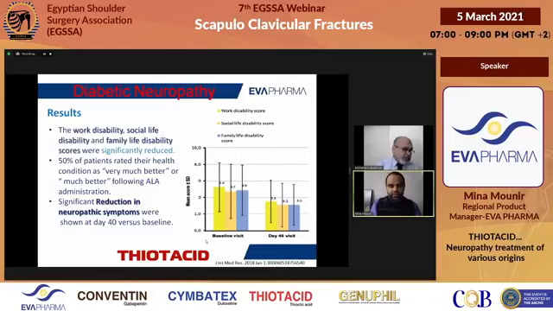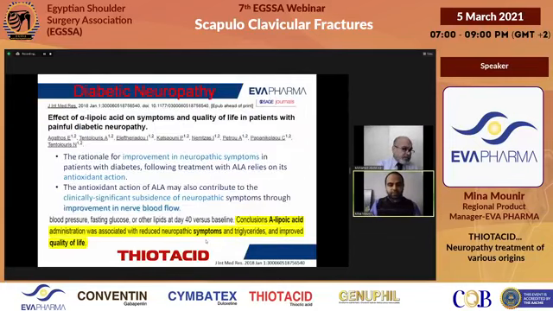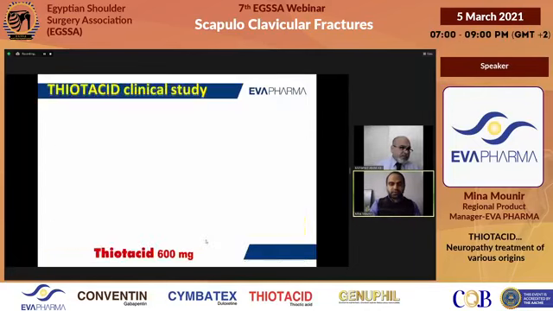Not only this, but also a reduction in neuropathic symptoms, which are pain, tingling, numbness, and burning sensation for patients. Here it is for patients suffering from diabetic neuropathy. And the conclusion was that alpha-lipoic acid administration was associated with reduced neuropathic symptoms. Not only this, but as well reduced triglycerides, and at the end, improved quality of life.